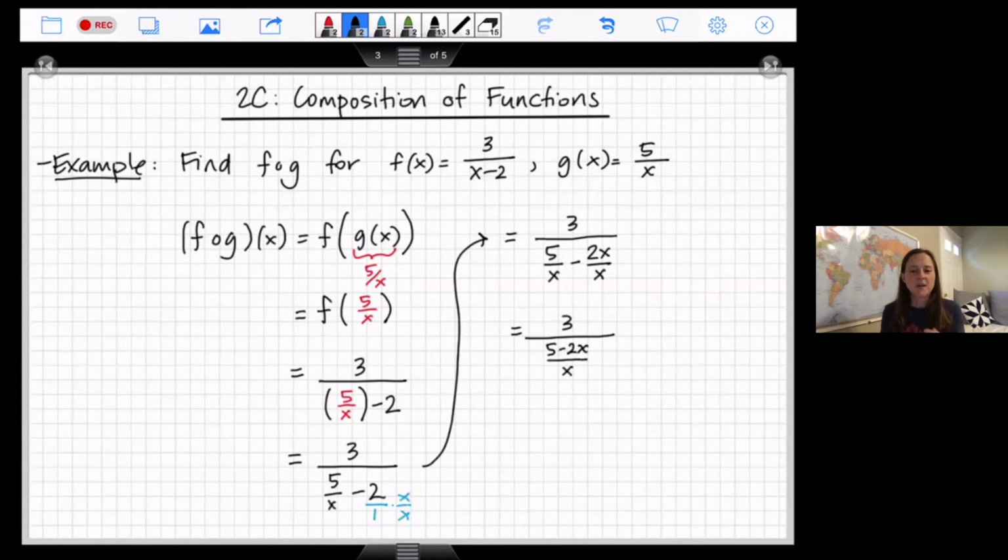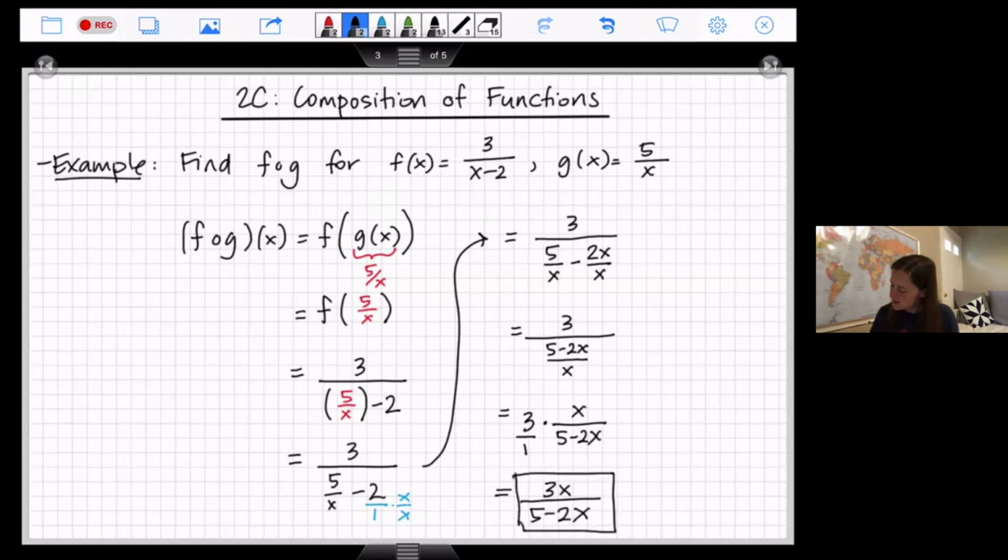We've got 3 divided by a fraction. However you learn to do this, keep, change, flip, or we're going to flip the bottom, reciprocal the bottom, and multiply. So we're going to do 3 times the reciprocal, x over 5 minus 2x. And we can just multiply those fractions. Remember that 3 is 3 over 1. And I'm going to get 3x over 5 minus 2x.